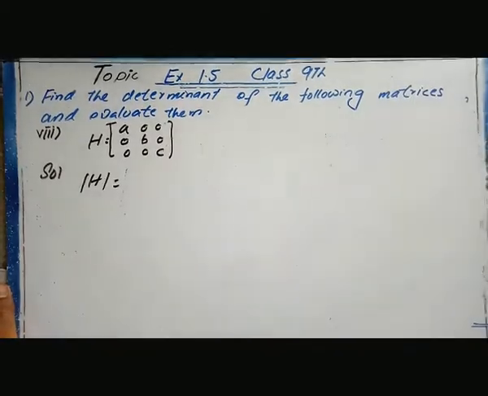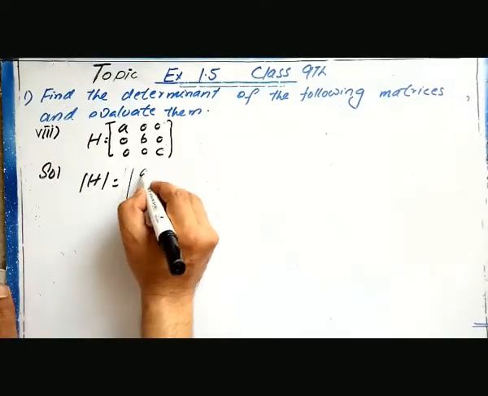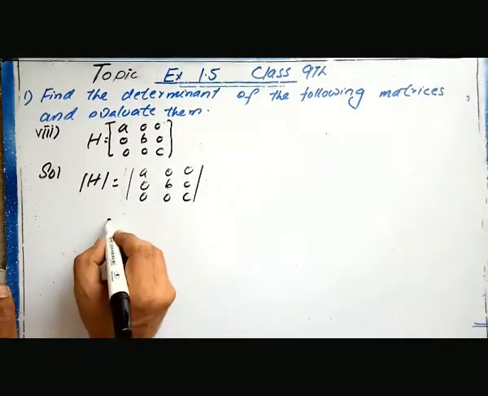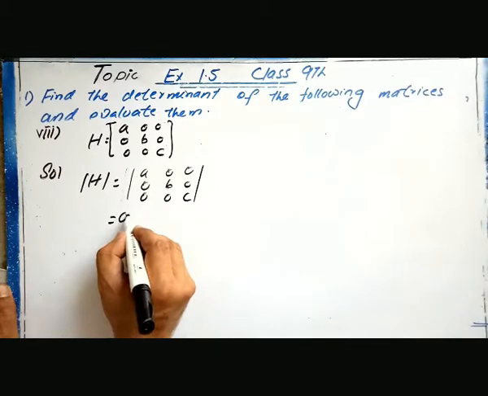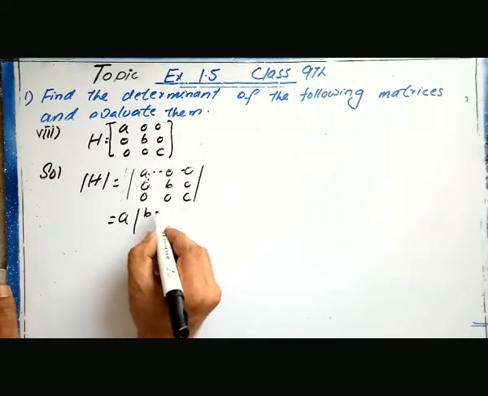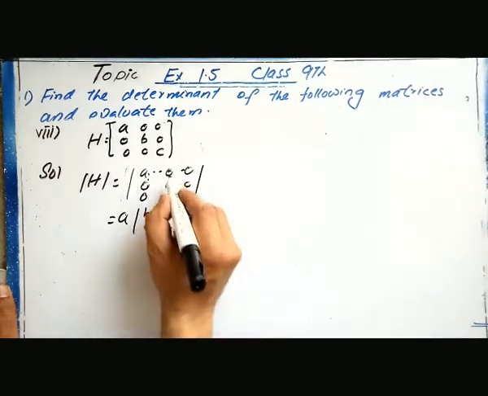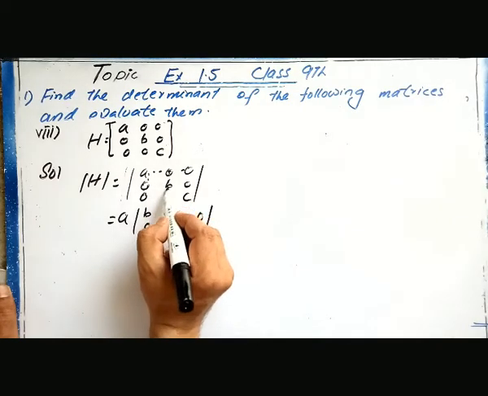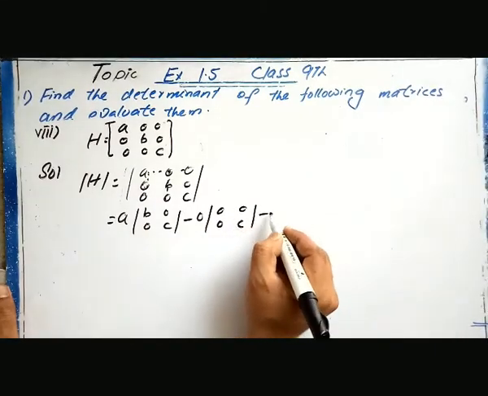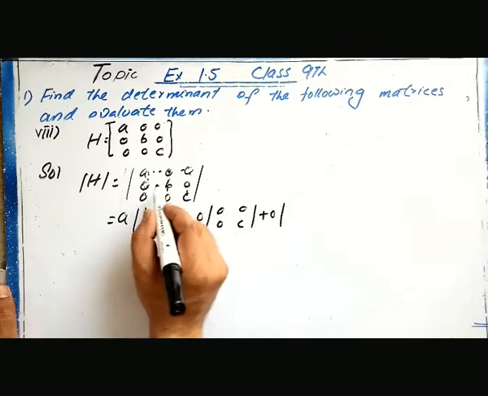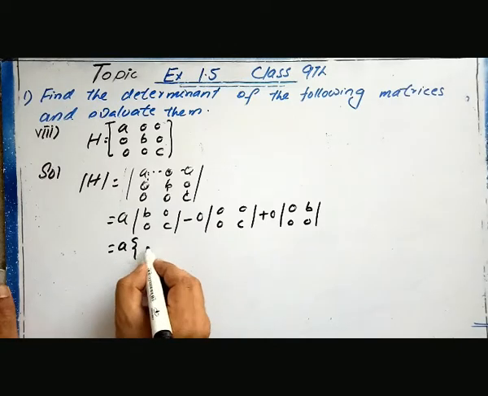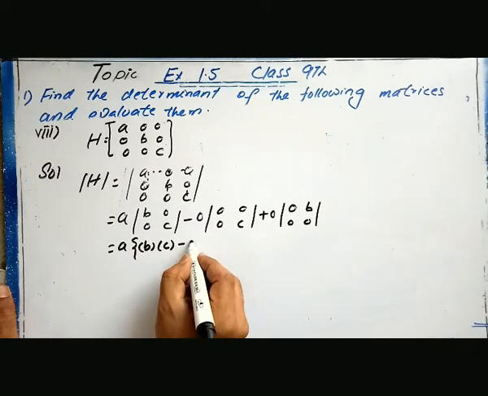Part number 8, H is equal to this one, so find the determinant of H. So put a 0 0 / 0 b 0 / 0 0 c. In the same way, the first element is a, so this row and column will be removed, and b 0 0 c remains. Now -0, so we put -0 and remove this and the first row, so 0 0 0 c. Now +0, so these are removed, and we get 0 b 0 0. So this is a times b into c, -0 into 0, -0 into 0 into c, -0 into 0, plus 0 into 0 into 0 minus b into 0.